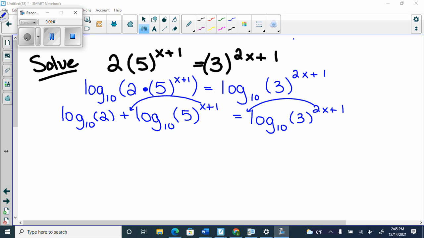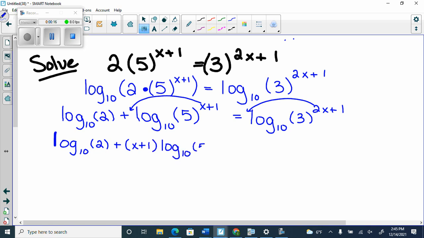Gonna go through this one. So I'm gonna get, ooh, that's an aggressive one. I'm gonna get log base 10 of 2 plus x plus 1 log base 10 of 5 equals 2x plus 1 log base 10 of 3.